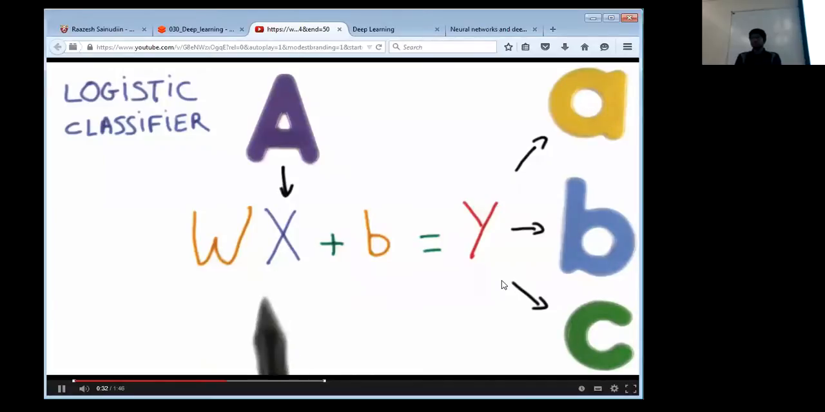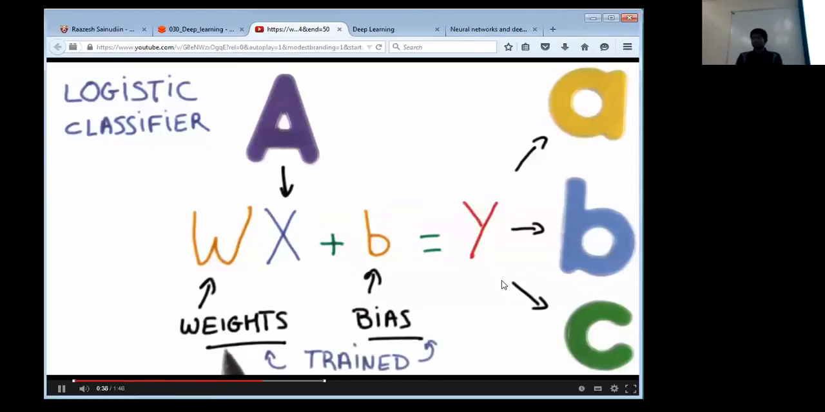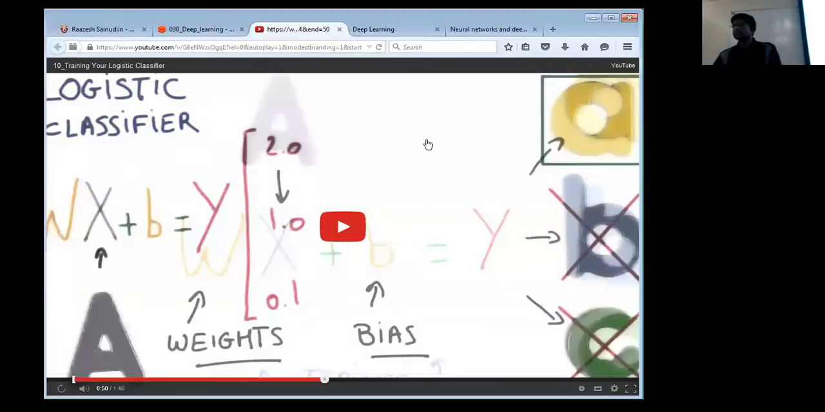Throughout, we'll denote the inputs by x, the weights by w, and the bias term by b. The weights of that matrix and the bias is where the machine learning comes in. We're going to train that model. That means we're going to try to find the values for the weights and bias which are good at performing those predictions. Okay, so this is the logistic classifier that we know.